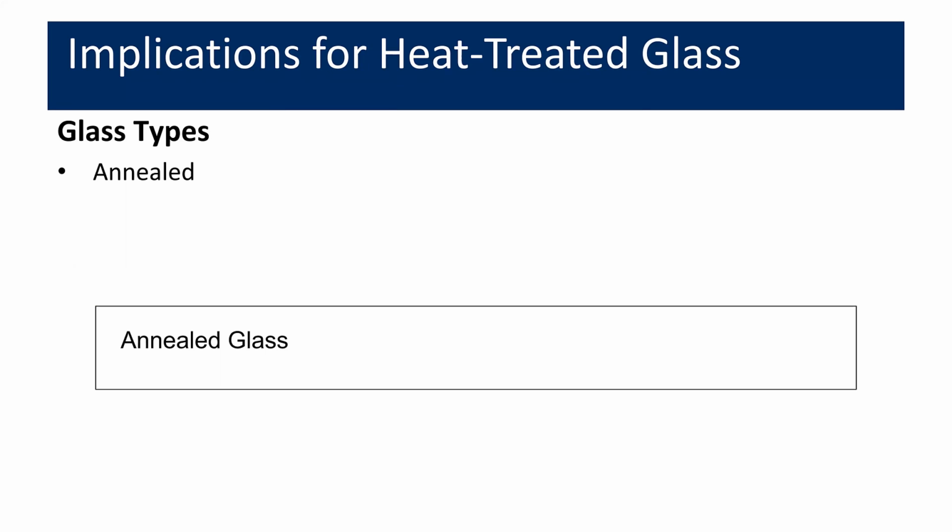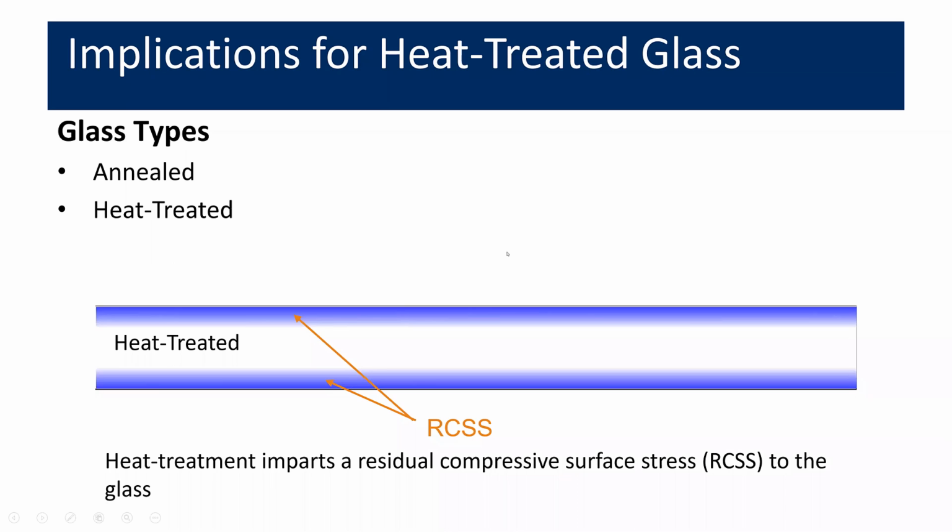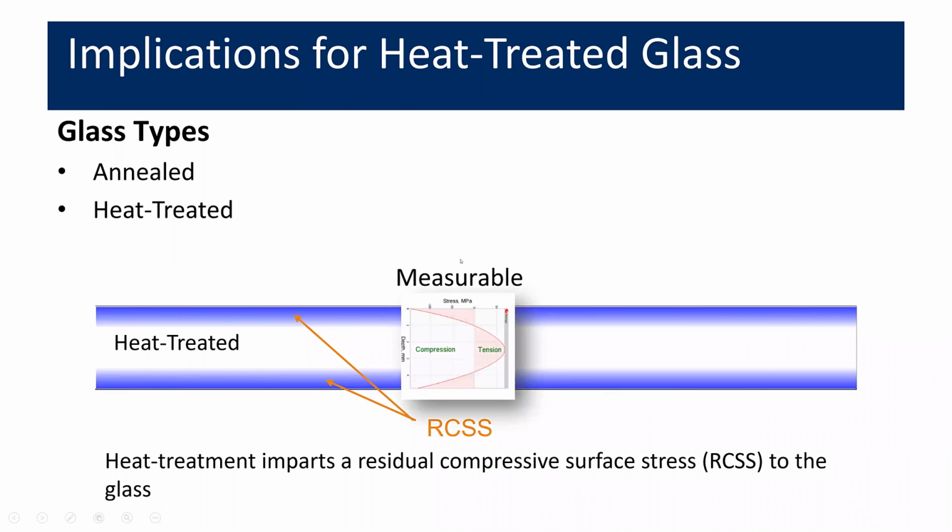So what is heat-treated glass to begin with? Well, heat-treated glass starts with annealed glass, which for our purposes is just regular float glass that we cut, and then run through an oven and heat up to near a melting point. Then we quickly cool it, or quench it, as the industry term is, imparting a residual compressive surface stress. We represent that by these blue gradients on the top and bottom surfaces of the glass. Now, this RCSS is measurable using various optical devices available on the market.